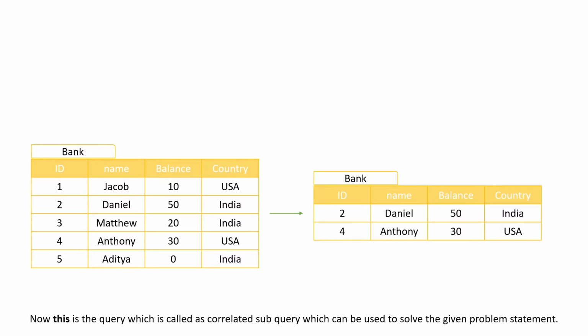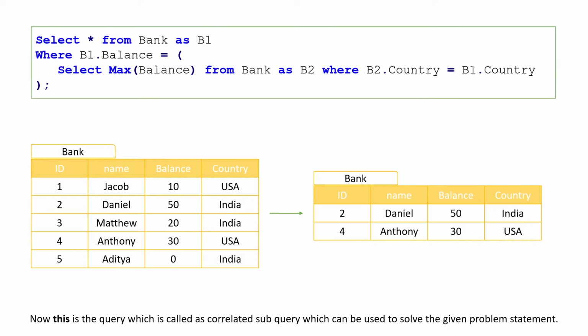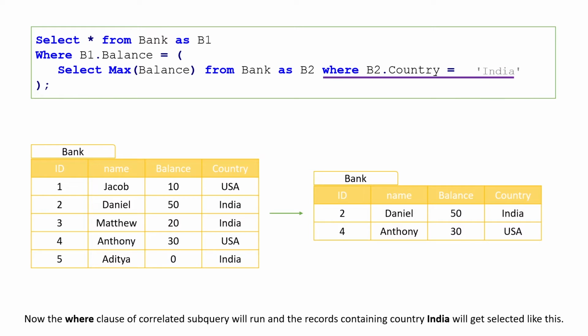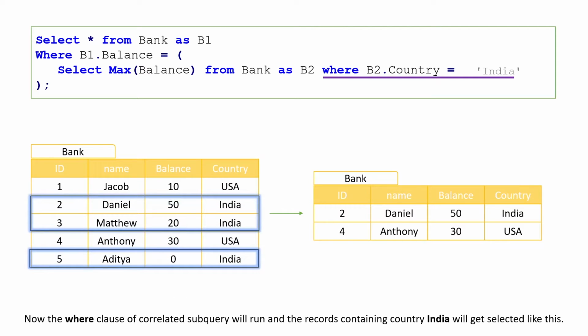Now this is the query which is called a correlated subquery, which can be used to solve the given problem statement. Now when this select statement runs the first time, the B1 country will be replaced with India like this. Now the where clause of the correlated subquery will run and the records containing country India will get selected like this.